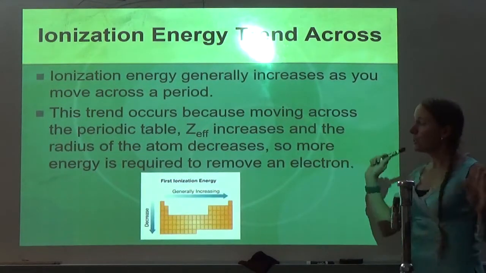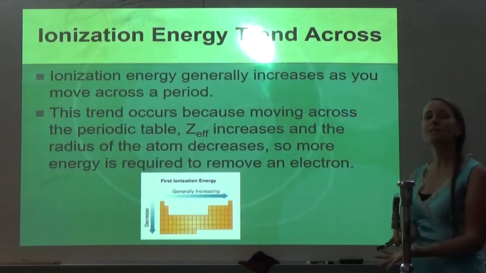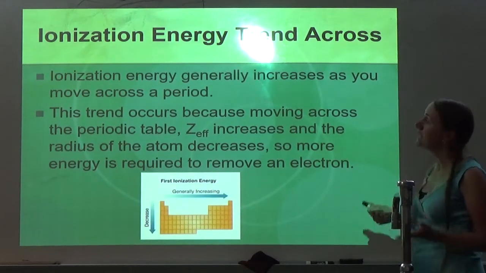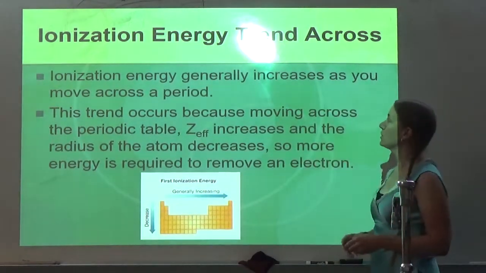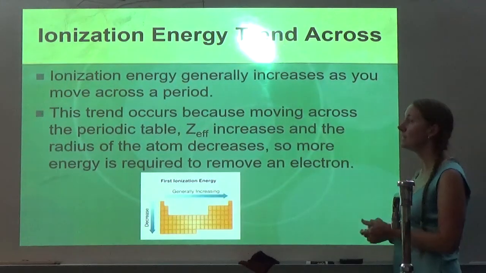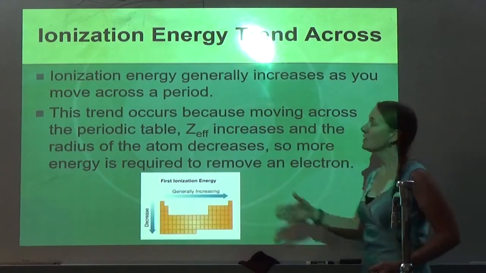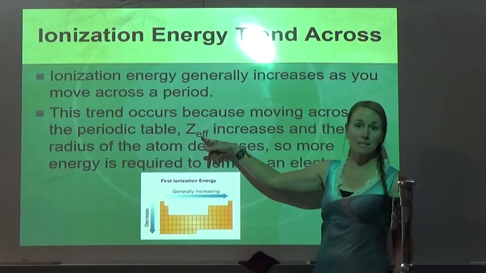Alright, so let's just talk about, in general, the ionization energy trend as we go across and down. Normally we discuss first ionization energy. So ionization energy generally increases as you move across a period. This trend occurs because moving across the periodic table, Z effective increases and the radius of the atom decreases. So more energy is required to remove an electron. So y'all, if you're trying to explain this trend, you need to focus on that stronger nucleus, that Z effective.